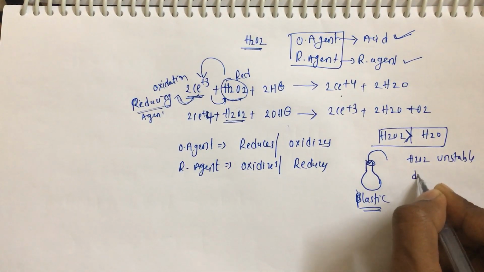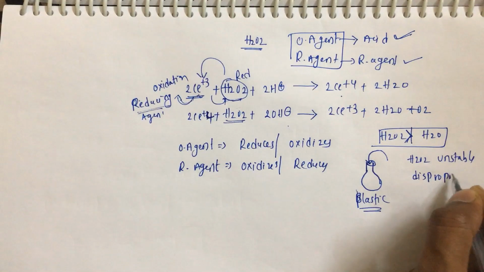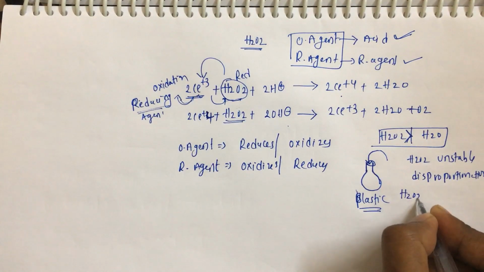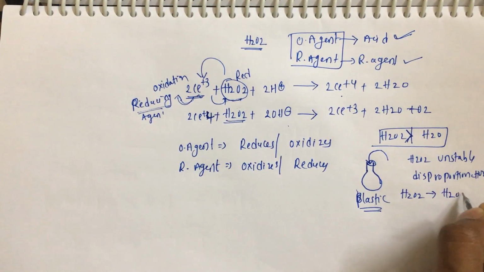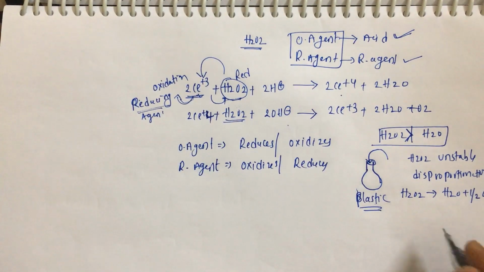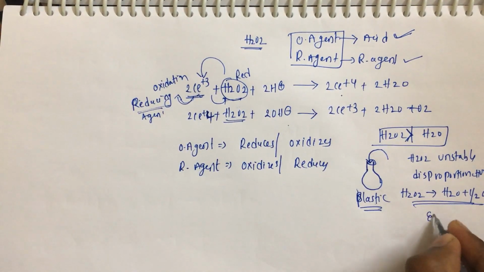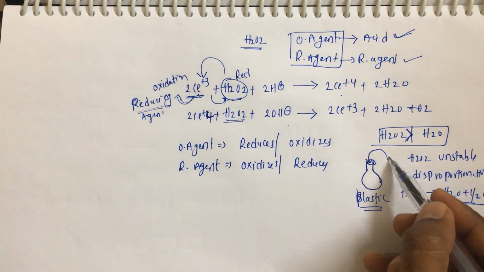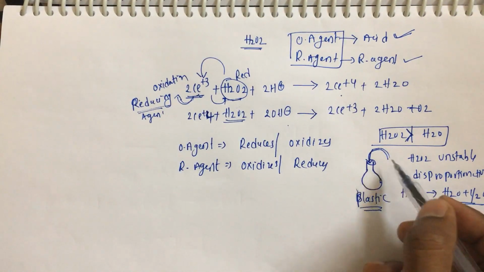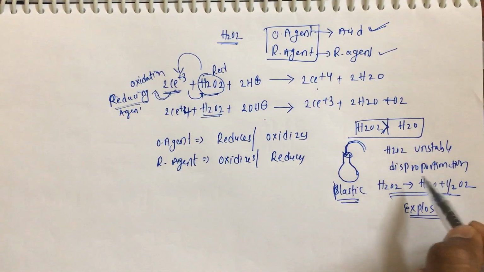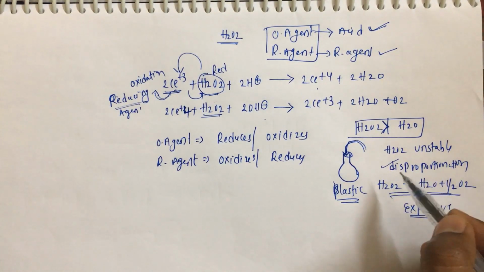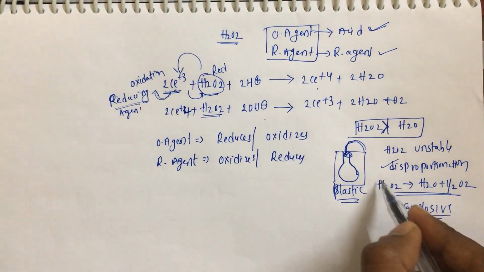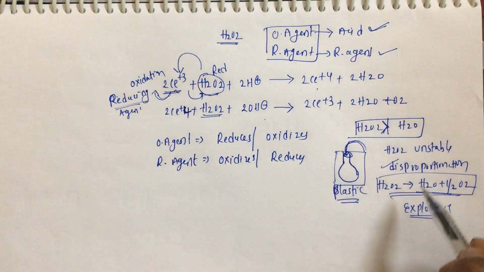It undergoes a disproportionation reaction. What is the disproportionation reaction? H2O2 gets converted into H2O plus oxygen. This reaction is explosive in nature. Since it's unstable, if we open the cap of the bottle, it may undergo the disproportionation reaction. If it is in glass, the glass may break, so that's why H2O2 is stored in a plastic bottle. This reaction also we should remember. So for H2O2, these are the three things we need to remember.